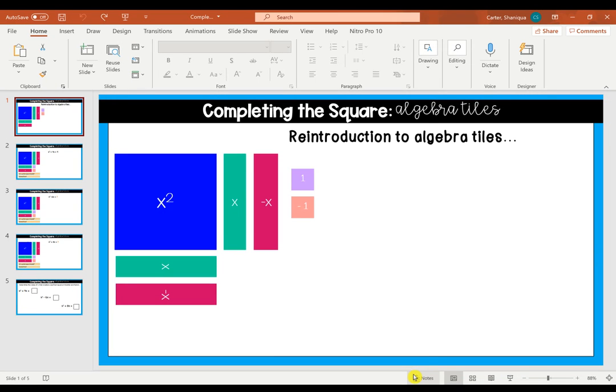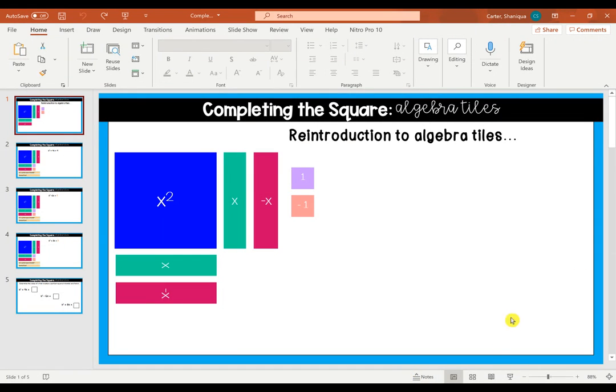All right, today we are introducing a brand new topic, completing the square. Still has a lot to do with factoring, but this is something that you've never really seen before. All right, so to introduce completing the square, we're going to use some algebra tiles. So I'm sure you have not seen algebra tiles in a while, so I'm just going to go over them. These are algebra tiles, basically little blocks that give you a better visual of what we're doing.